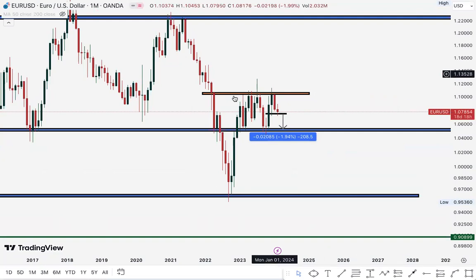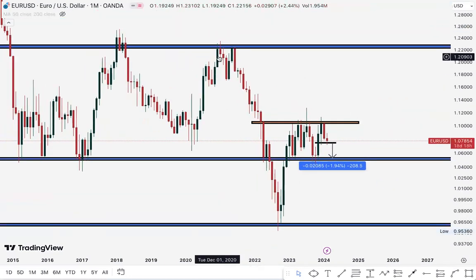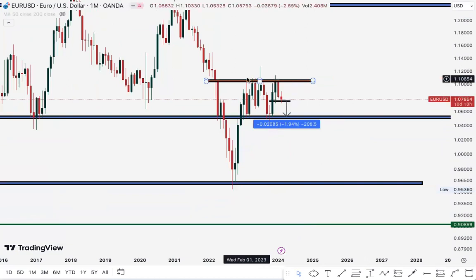On the monthly time frame, it seems to be putting in a double top. On the weekly time frame, this particular consolidation is very similar to what happened in 2021 and 2020. See this double top that led to this massive collapse. That is exactly what is looking to form here, according to what I'm seeing.